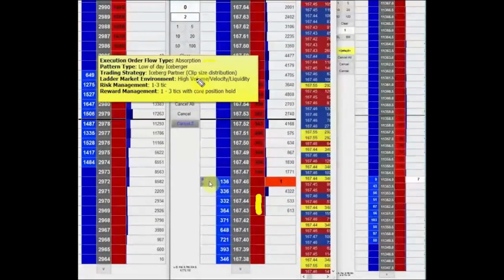And what you're going to be doing with the iceberg partner is distributing your clip size. So the iceberg partner is effectively, you're going to be partnering inside with the iceberg. So you're going to be positioning yourself where you're looking at the 167.45 and 46s and potentially the 47s, and you're going to be distributing your clip in this area. Now your risk on the trade is effectively, it shouldn't go lower than the 43s, because already we had a little peak below and the market snapped straight back above.